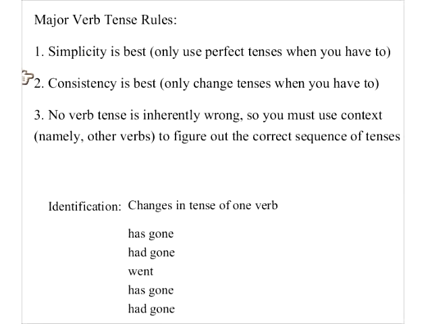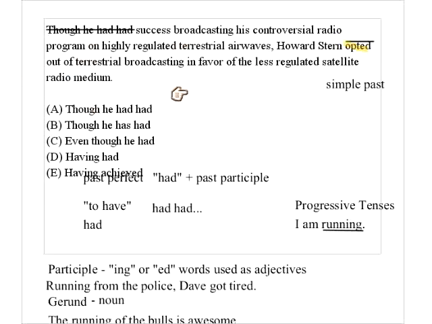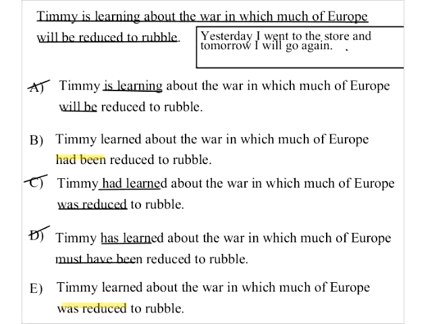And I'll go back here where it says consistency is best, only change tenses when you have to. In this example, because of the way it worked, if I said, though he had success broadcasting, it has not clearly established the order between these two. And we need to know, because the whole point we're trying to make, particularly with this though, is we're trying to make a point like, even though back in the day he had this success, later on he chose to leave. In this sentence, there's no confusion about the time issue between these two.